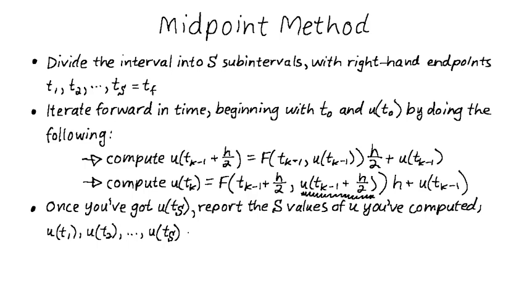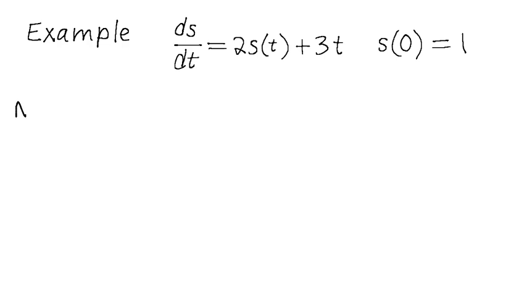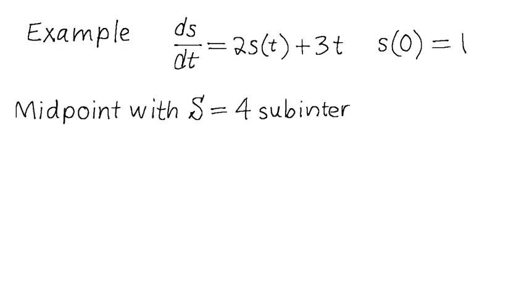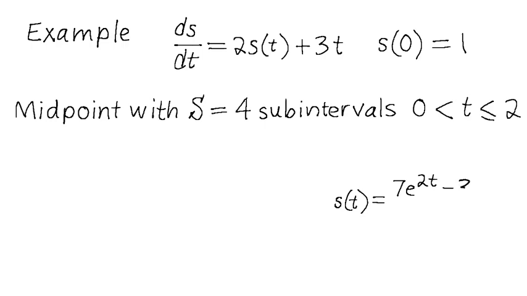Let's take this new method for a test drive with the example from the previous video. We'll look to solve this initial value problem, using the midpoint method with capital S equal to 4 subintervals, and for values of t between 0 and 2. Remember, we have an exact solution that can act as a check on how well the numerical method performs.